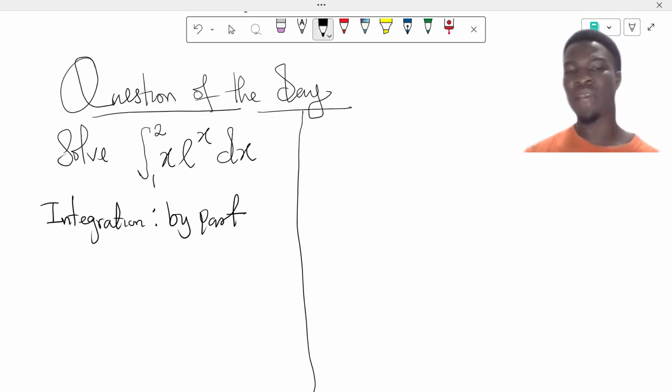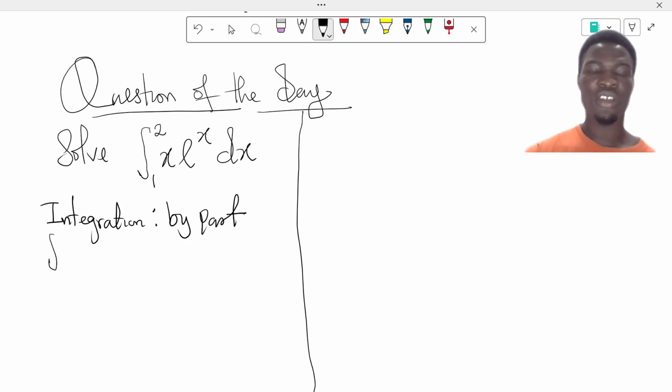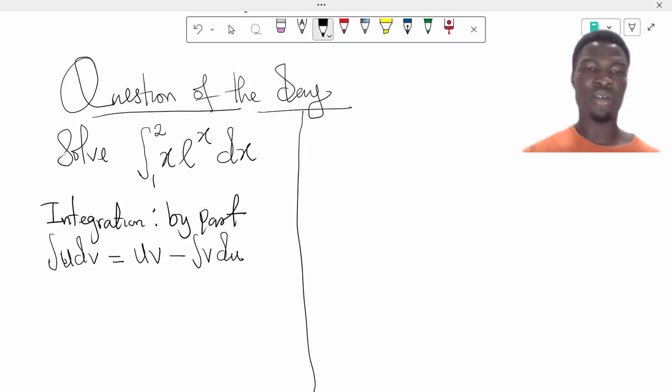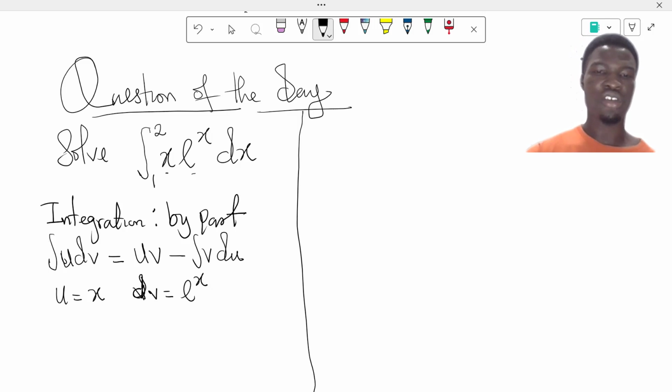When we talk about integration by parts, it has a general formula. Integration by parts is always in the form integral u dv, which gives us uv minus the integral of v du. So your u is equal to x, and your dv is equal to exponential x. You need to find du and you need to find v.